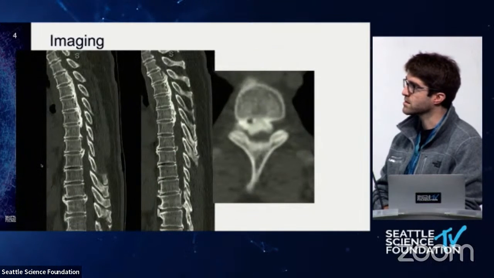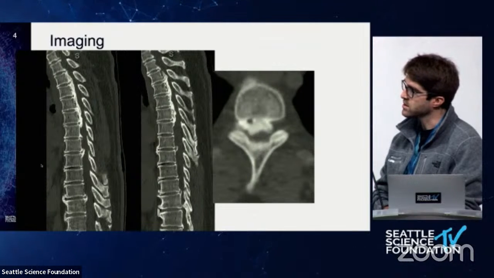This is her original imaging showing her OPLL, and apologize for the grainy axial image of her thoracic spine, but you can still appreciate the amount of stenosis she has at that level.